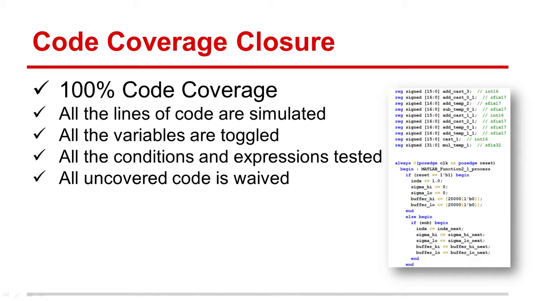For example, if this particular index did not cover some other value, at least we should be able to waive it. Means, okay, we understand that it is not covered and it's okay. So it has to be waived. When we waive it off, then it's 100%. Then we can happily say we have 100% code coverage. Yay!